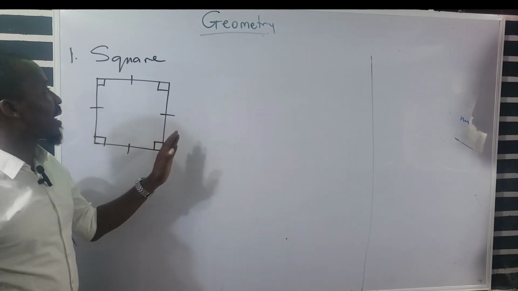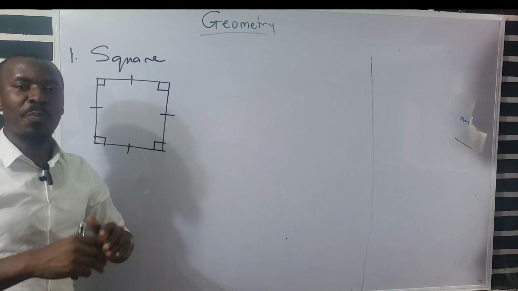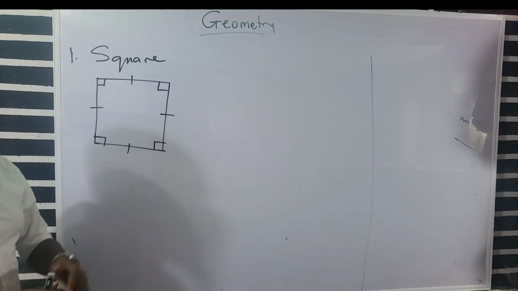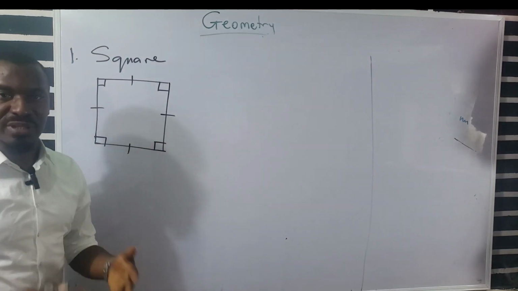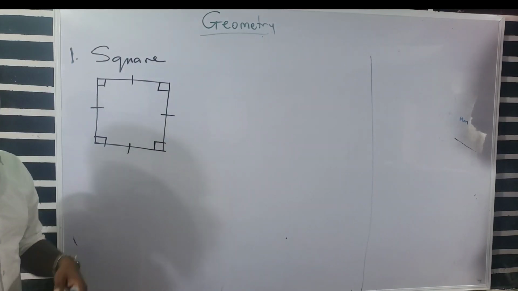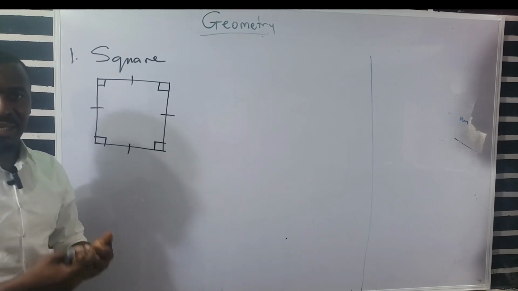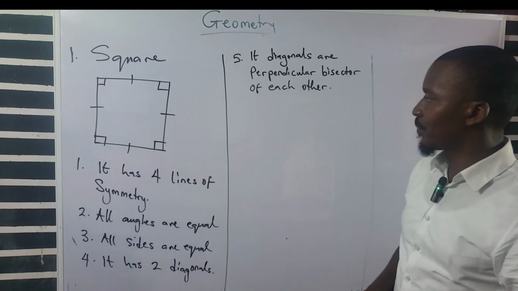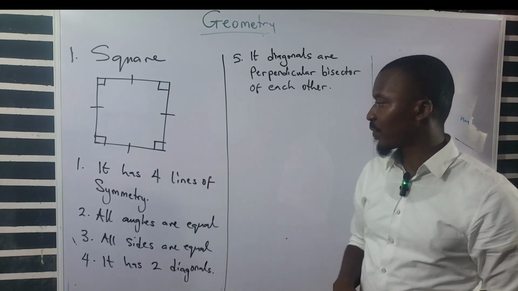So the first parallelogram we are going to look at is a square. Now, apart from the properties of a quadrilateral and the properties of a parallelogram that a square will also possess because it's a parallelogram, what are other properties that a square can also possess? So let us explain these properties of a square.